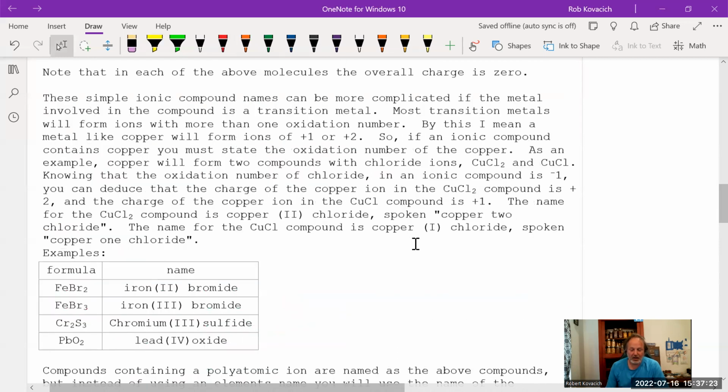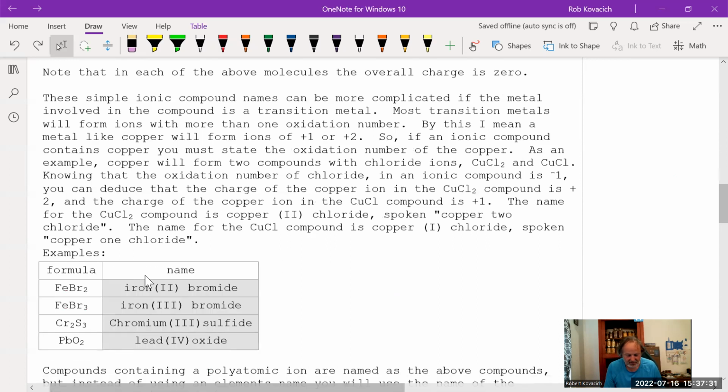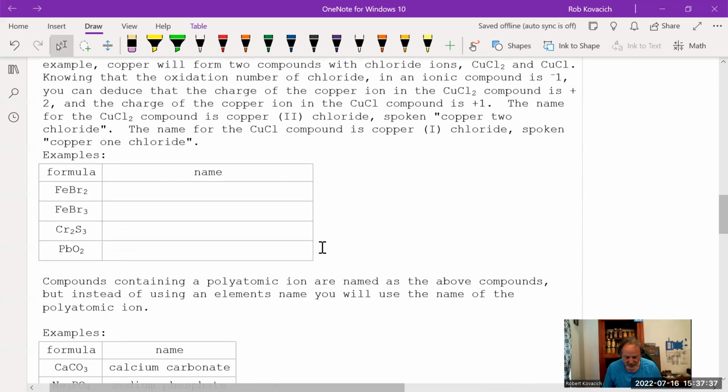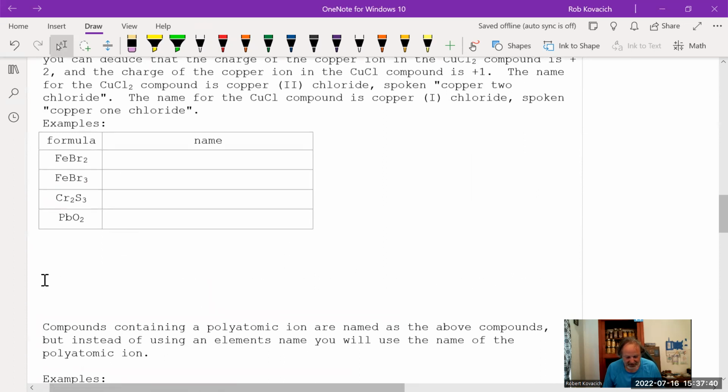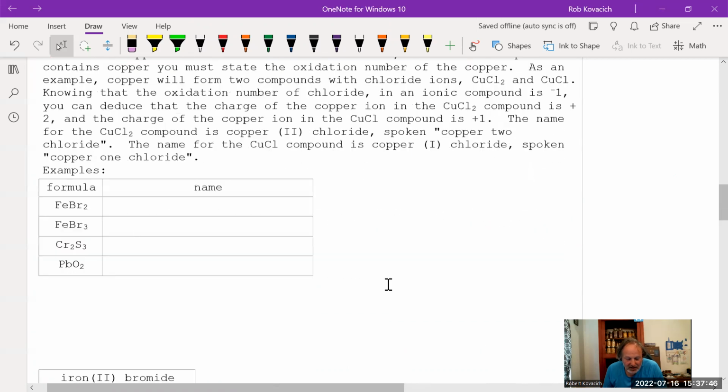Okay, so these guys are simple. What we're going to have to deal with now is, let's go and do copy, delete, make this bigger. I'm going to put this down here just for a sec. All right, so let's say I've got the formula and I want to come up with a name for this substance. What I have here is iron and bromine. So that's a problem for me because iron's a transition metal with more than one oxidation state. So I can't determine what the oxidation number on the iron is until I look at what it's connected to.